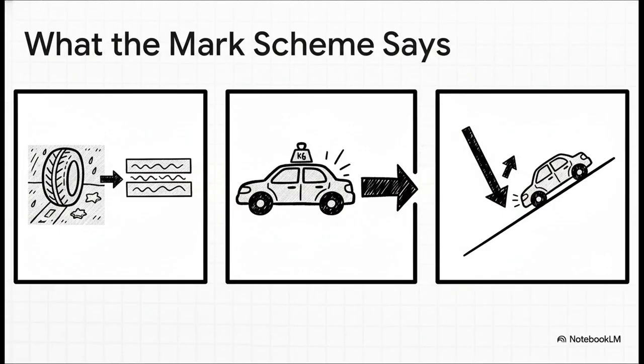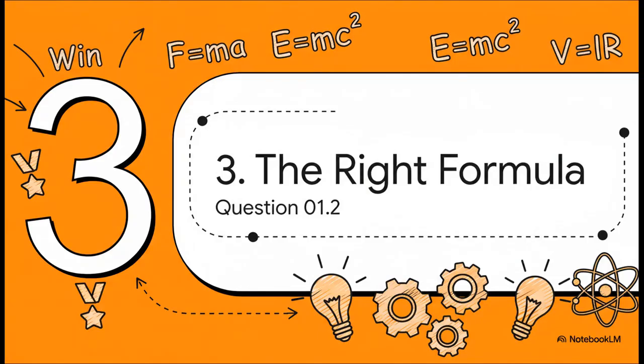Or you could talk about the car's mass. An increased mass means more kinetic energy, so more work is needed to stop it. You see the pattern? It's always factor plus explanation. Just listing stuff won't cut it. You have to explain the physics. Okay, on to the next bit.